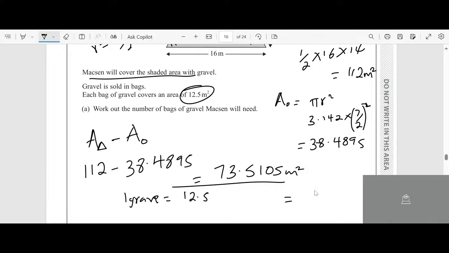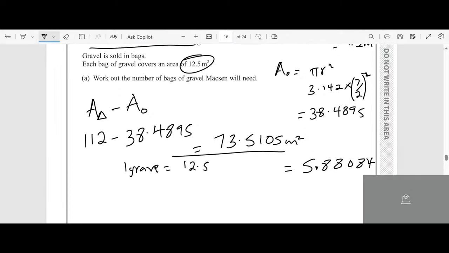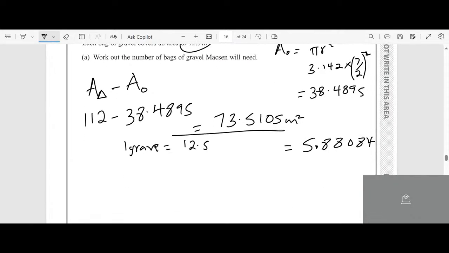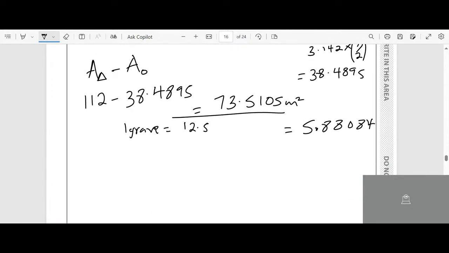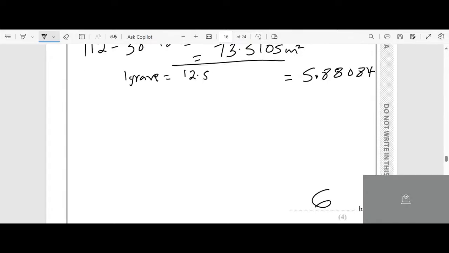So the answer gives me 5.88084. But do we have boxes that have a decimal? So to fully cover this area, we need a whole number. Therefore, we need a total of 6 bags. If I buy 5, it will not cover because of the other bigger percentage.